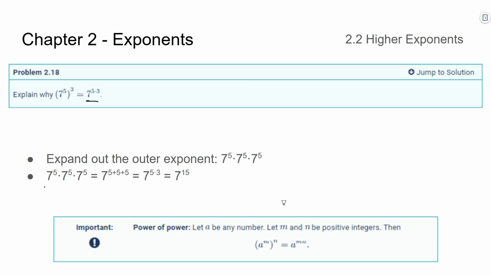So when you raise a power to a power, a to the m to the n, you can multiply those powers together. So you see here, 7 to the 5th to the 3rd, we just multiplied those powers together to get 7 to the 15th. And you can always do that.